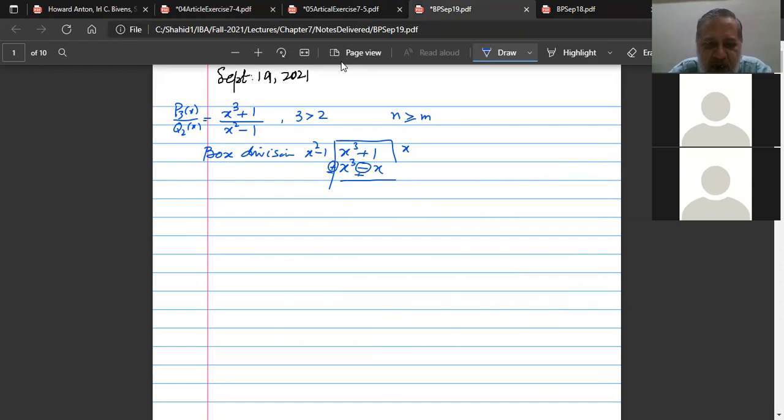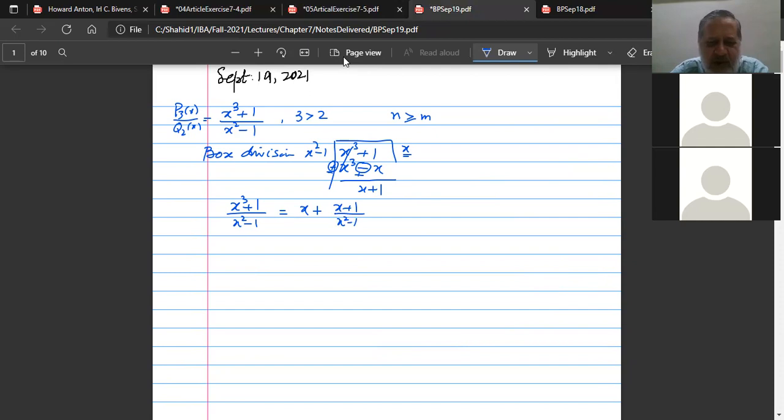And what we get, x cubed cancelled. And here we get x plus 1. Now this is the divided part. This is the remainder whose degree is now less than the degree of the denominator. So x cubed plus 1 divided by x square minus 1 can be written as x plus remainder upon divisor.